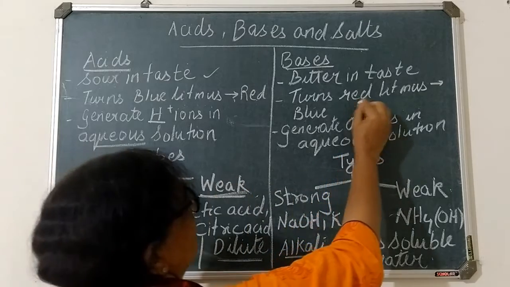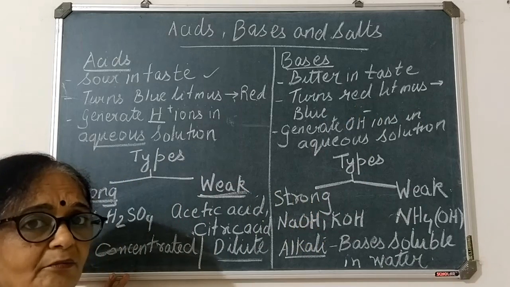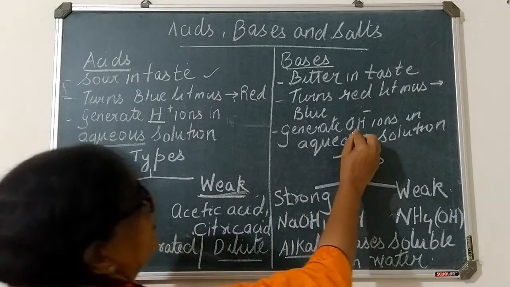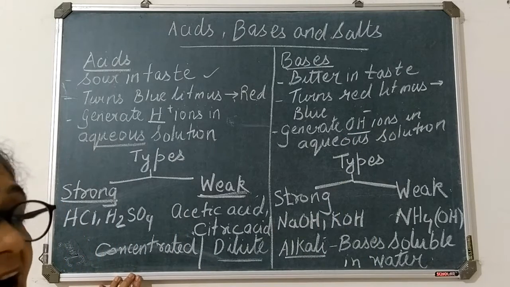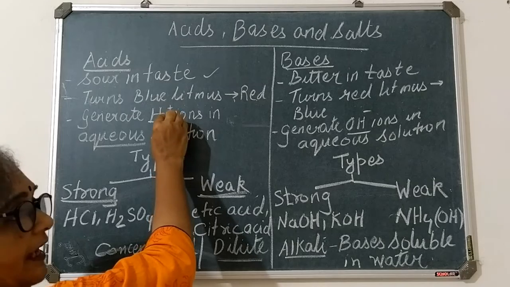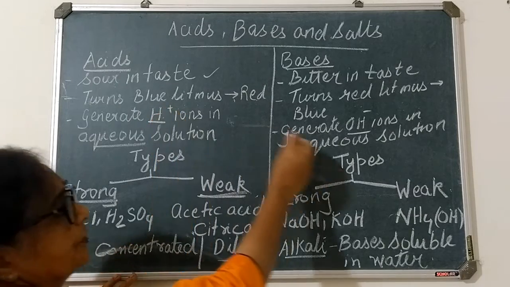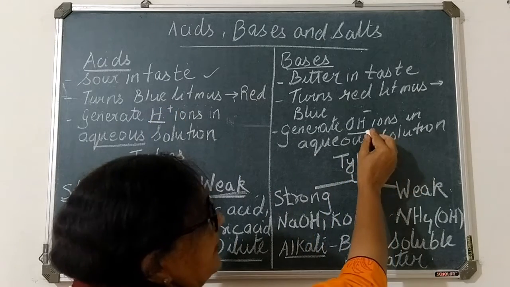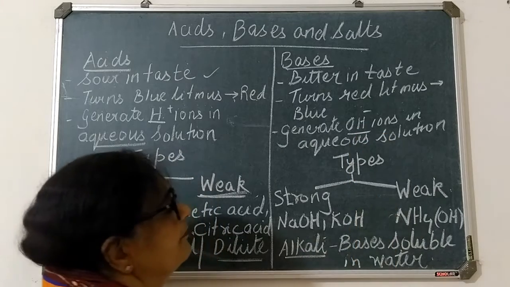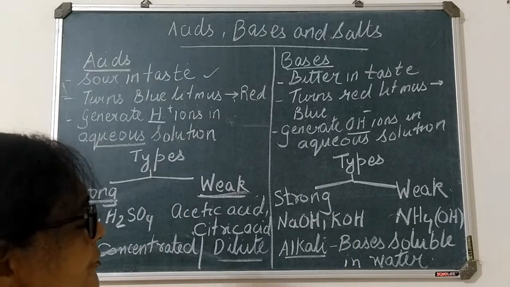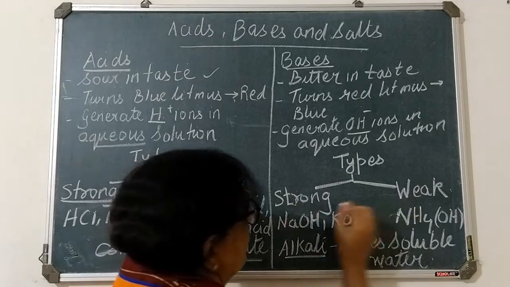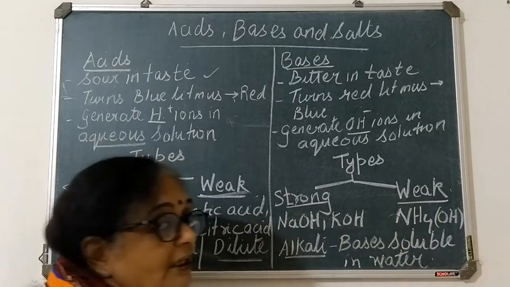Base is turning red litmus paper blue. And it generates OH negative ions. Acids produce H plus ions in aqueous solution, and bases generate OH negative ions in aqueous solution. There are two types of bases, strong bases and weak bases.